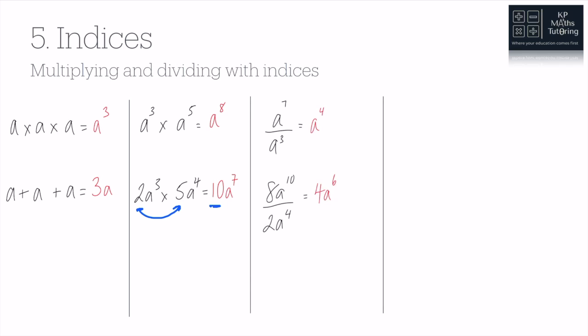If you're dividing, it could be written like this, where it's a to the power of 7 divided by a to the power of 3. It could also be written like this, a to the power of 7 over a to the power of 3. So either one of those means the same thing. You subtract the indices. So in this case, 7 minus 3 gives me 4.